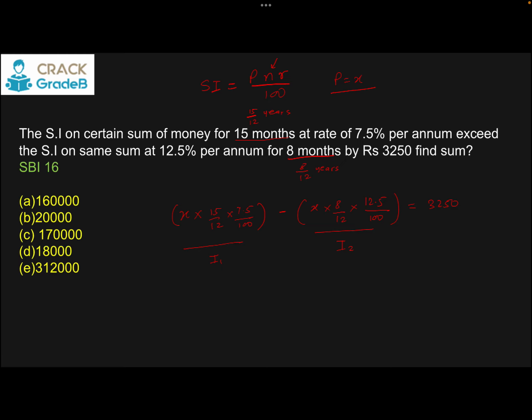So just make the equation out of it and then solve for X. The value of X is going to be 312,000. It is a formula based question. Yes, calculation is required, but it's not that difficult. Let's see the next one.